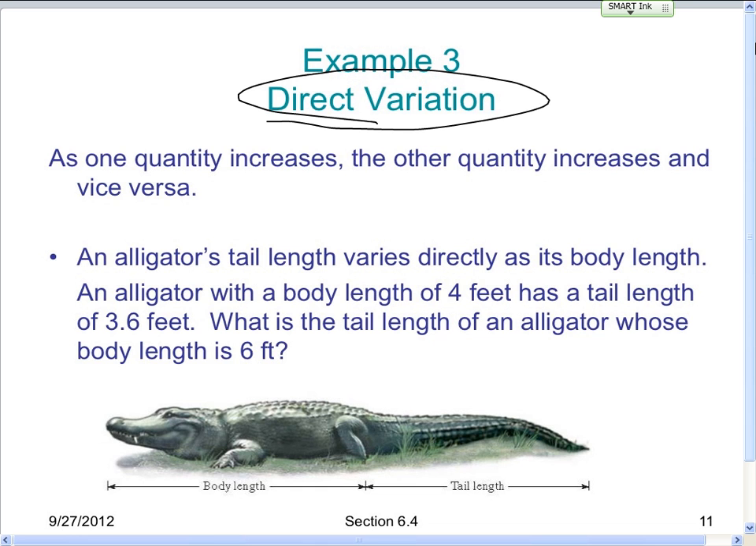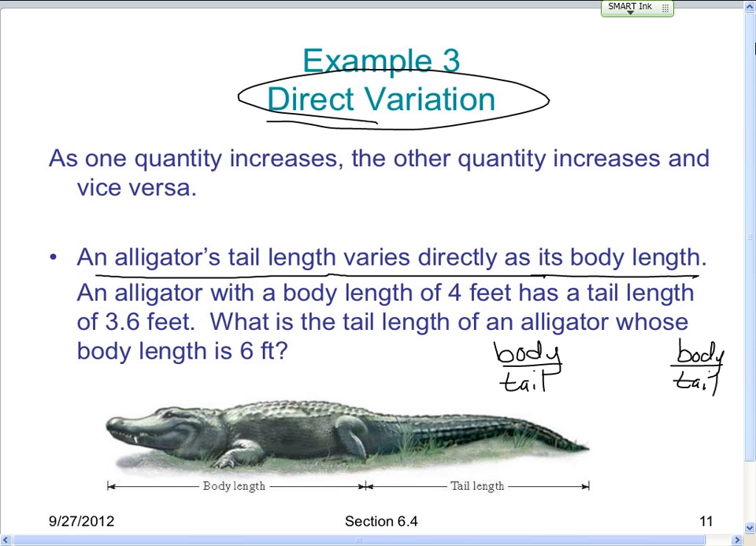Direct variation. There's different ways of solving direct variation, but this author has you set it up as a proportion. So an alligator's tail length varies directly as its body length. Okay. An alligator with a body length of 4 feet has a tail length of 3.6 feet. What is the tail length of an alligator whose body length is 6 feet? All right, so body is to tail. Body is to tail.